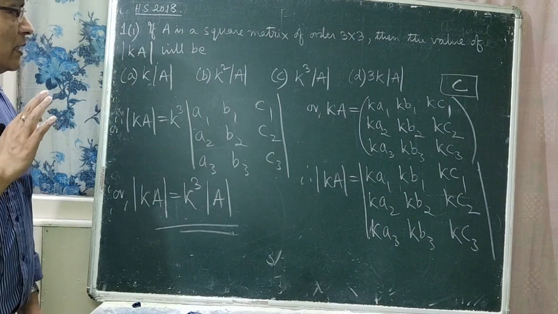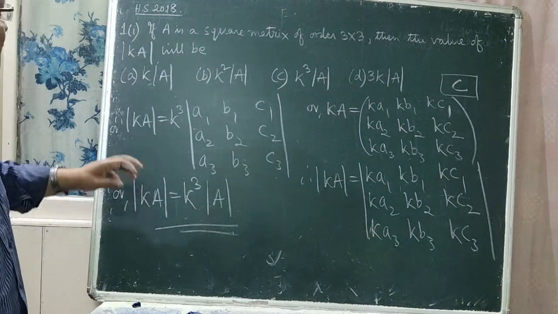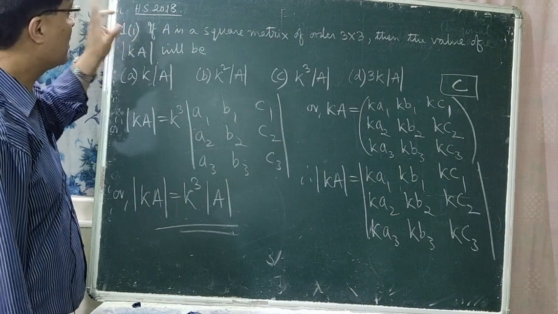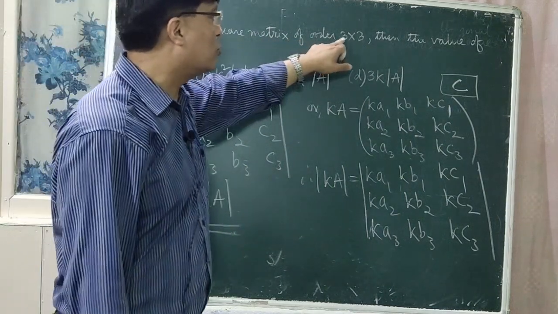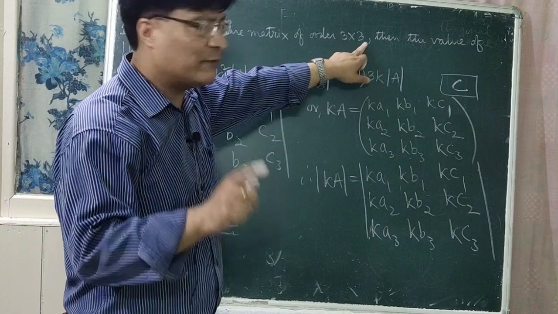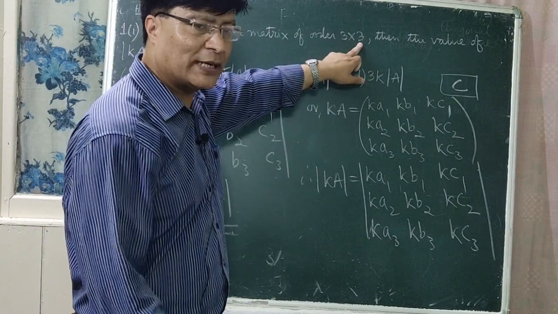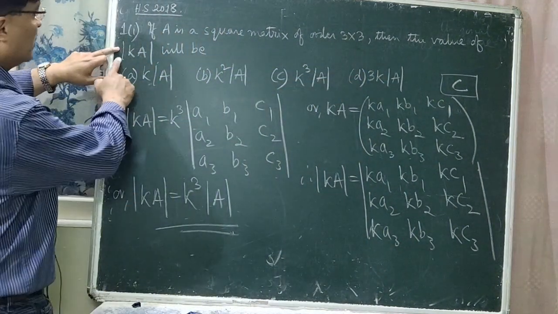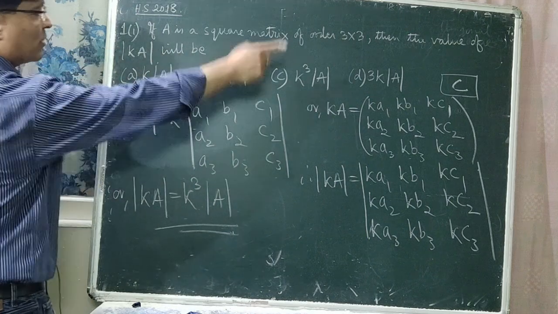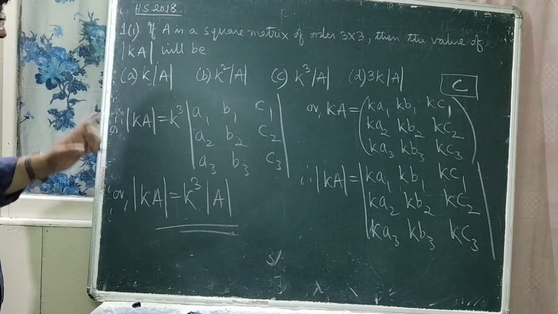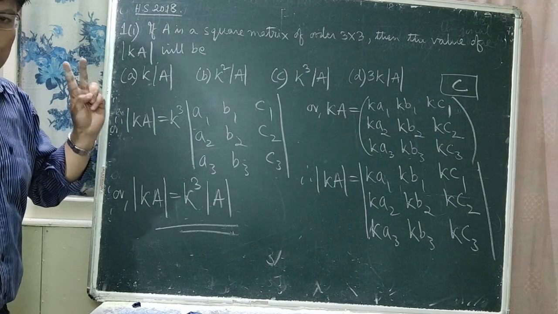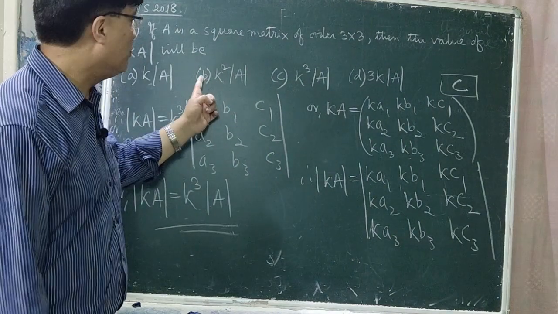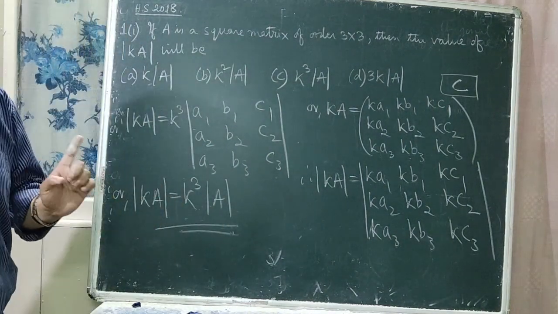Now if this question is like this, what will be the correct option? If A is a square matrix of order 2 cross 2, that is 2 rows and 2 columns, then the value of the modulus or det of kA will be, which is the correct option in that case? You will have only a 2 cross 2 matrix, that is a second order matrix. In that case, option B will be the correct answer. I think you have understood it.